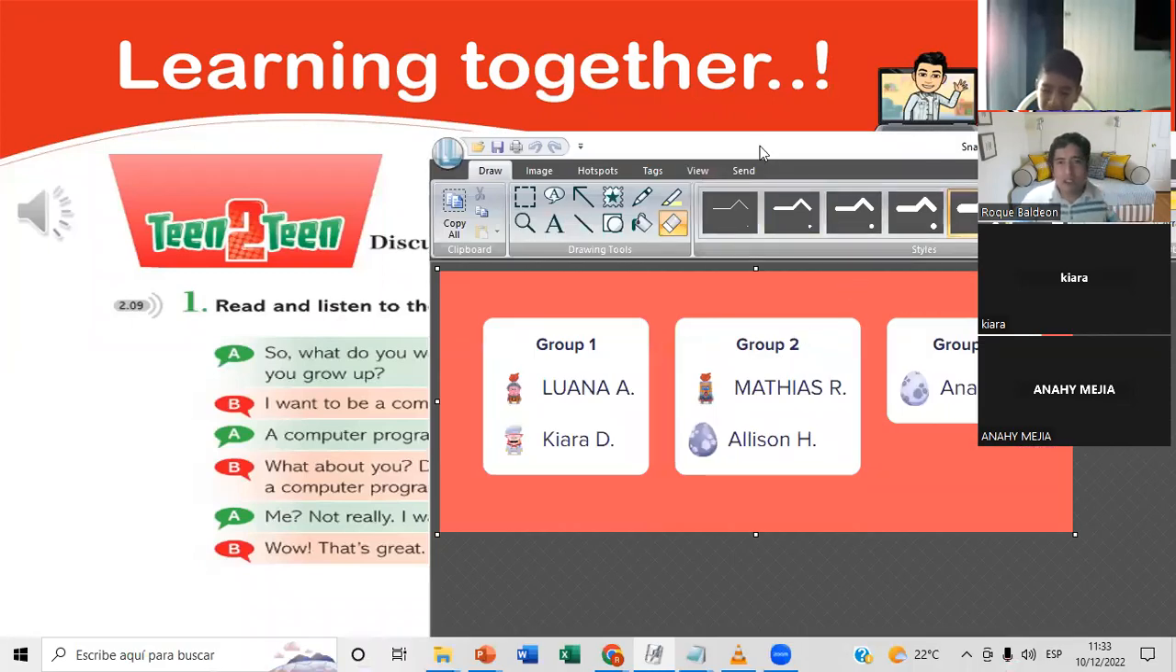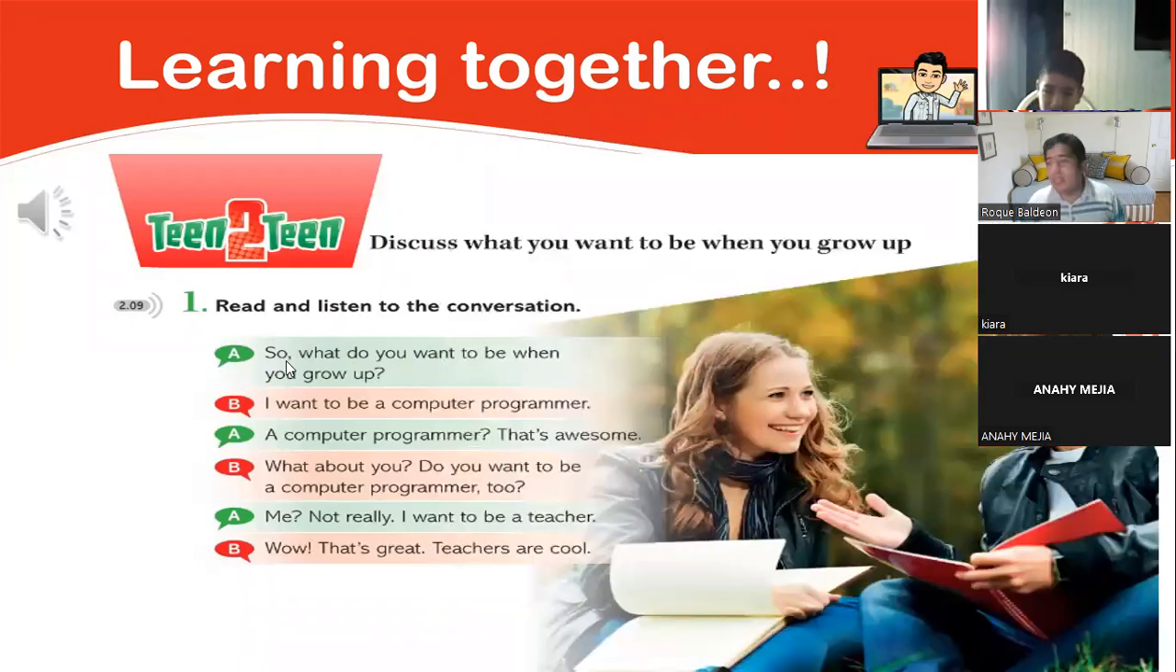Matías versus Allison. Here comes the 5 points, students. Okay, Matías, you're going to be letter A, and Allison is going to be letter B. Light, camera, action. Come on, Matías. So, what do you want to be when you grow up? I want to be a computer programmer. A computer programmer. That's awesome. Very good. What about you?